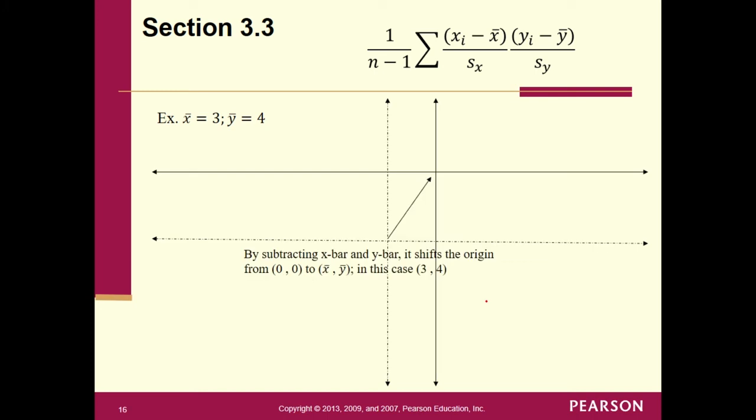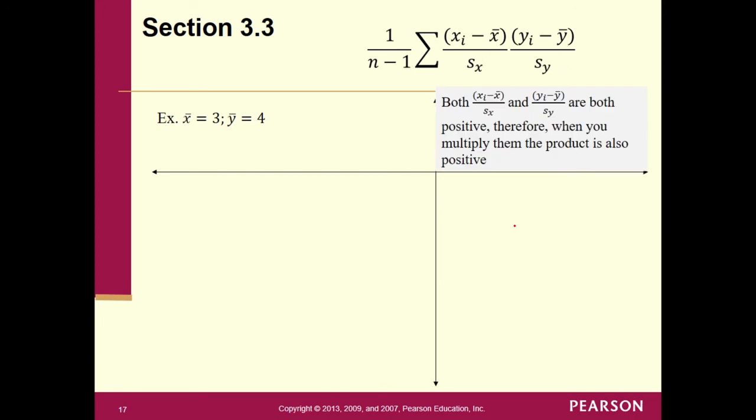So what happens here is that by subtracting x bar and y bar, using this formula, it basically temporarily shifts the origin away from 0, 0 and shifts it over to whatever x bar, y bar is. In this case, 3, 4, right? So think of the origin not here anymore, but actually shifted up to here. That actually plays a big part in how the correlation coefficient works. So let's move on here.